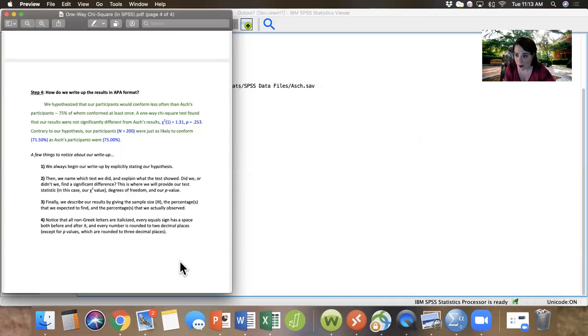So there we have our expected percentage. A one-way chi-square test found that our results were not significantly different from Asch's results, and we report our chi-square value and our p-value. Contrary to our hypothesis, our participants were just as likely to conform as Asch's participants. So just like we would include the mean and standard deviation of the population and of the sample, with one-way chi-square, you want to include the percentages from your sample and also from the population.